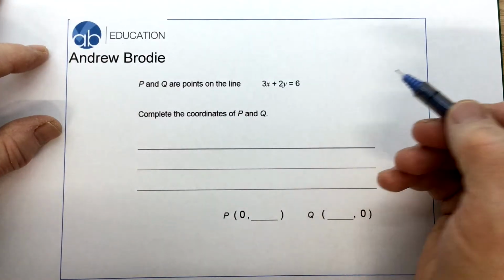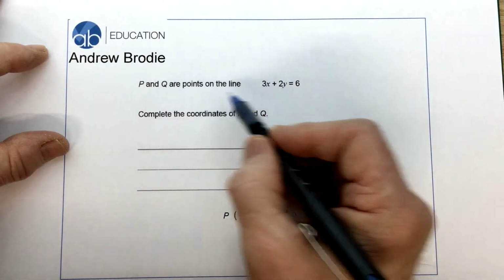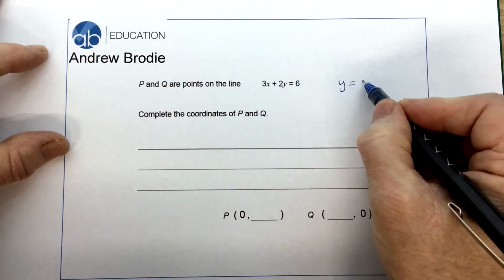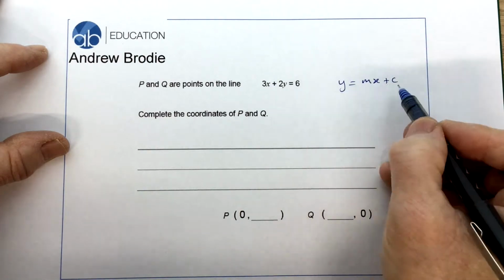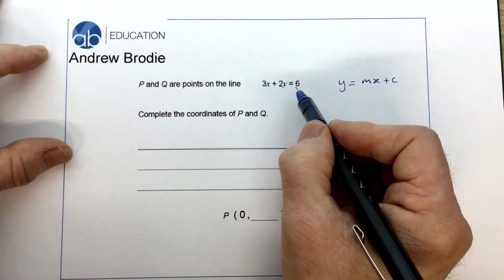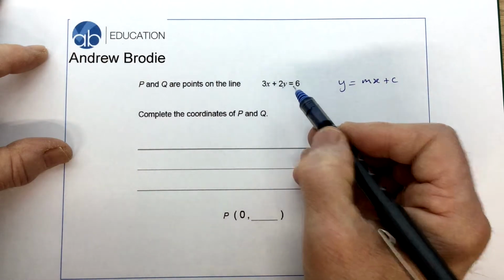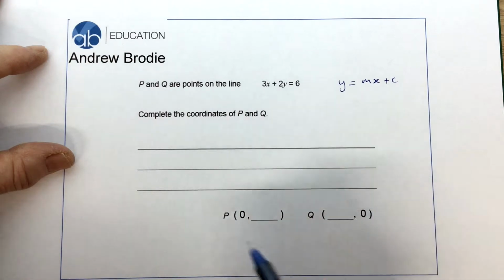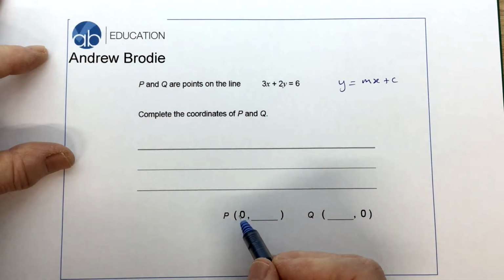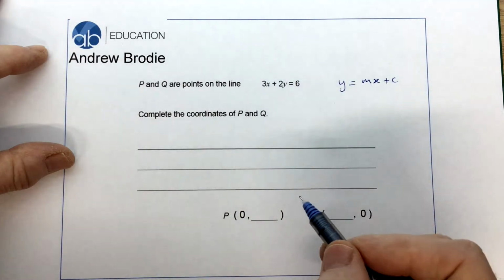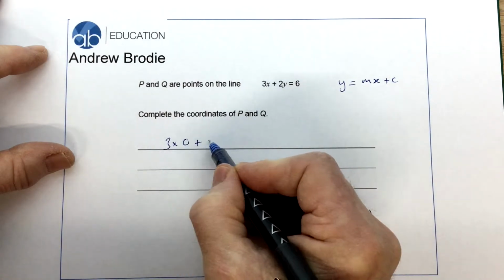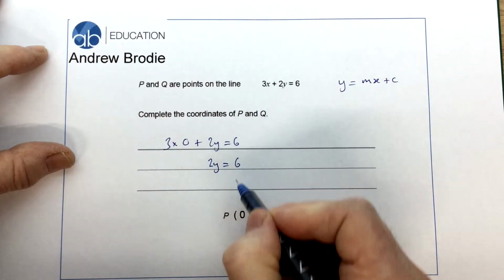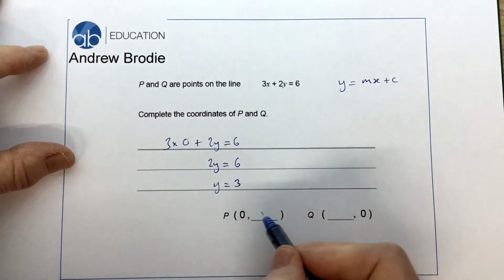Here's another actual GCSE question. It says P and Q are points on this line. Again, this line is not written in the form y equals mx plus c, but actually we don't need it to be. There's the line. P and Q are points on that line. It says complete the coordinates of P and Q, and they've given those down here. P then has an x coordinate of 0. So let's put x is 0 into the equation. 3 times 0 plus 2y equals 6. Well, obviously 3 times 0 is 0, so 2y is 6. So y must be 3. So we can put that in there.